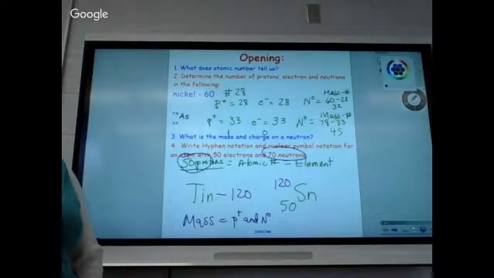Questions? Anybody? What if we just put 118? I'd mark it wrong. Completely. Wrote 118. Mass isn't 118. It's 120. Any questions?